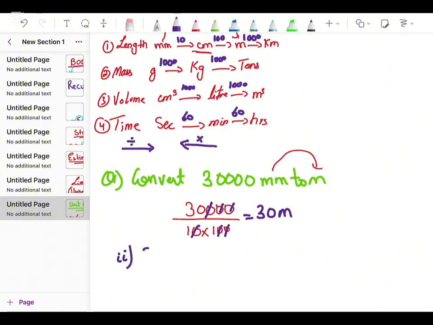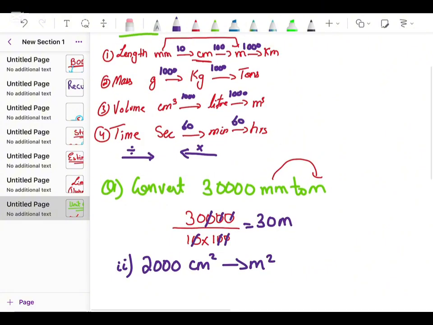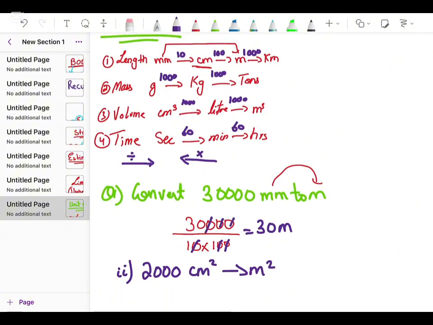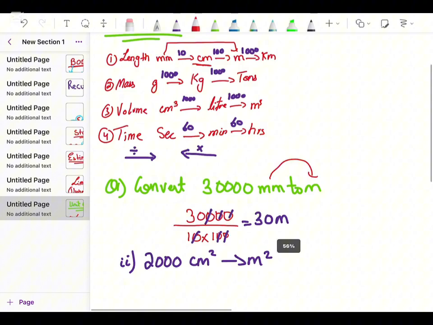For example, 2000 centimeter square to meter square. Now you can see that we have to convert centimeter to meter, but in the length I just used meter, centimeter, meter and kilometer, and in this question they have given 2000 centimeter square to meter square. There is no conversion for square. So right now there is a square. What we will do now, listen to me very carefully.